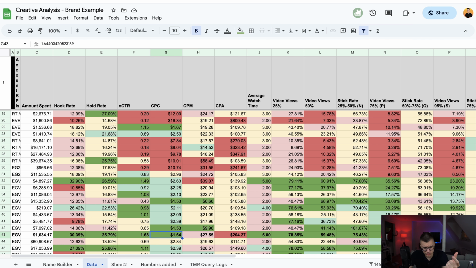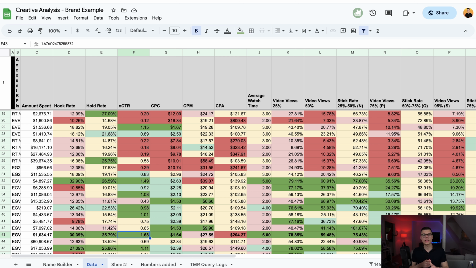Then we have the CPC, which is all right. CTR, which is looking all right. Hold rate, which is looking all right. Hook rate, which is also looking all right, right? So I'm assuming that this ad is something clickbaity, which gets people to click but isn't good at converting. Like, the sales pitch within that ad isn't good, right? So the sales pitch of this ad isn't as good. So what can you do about that?